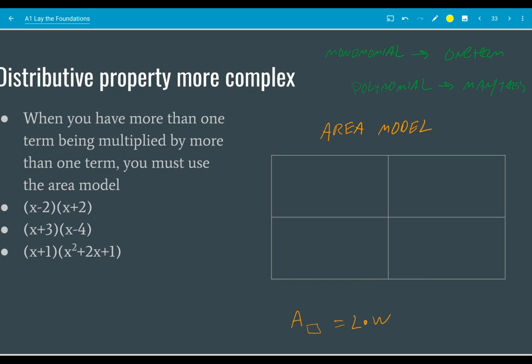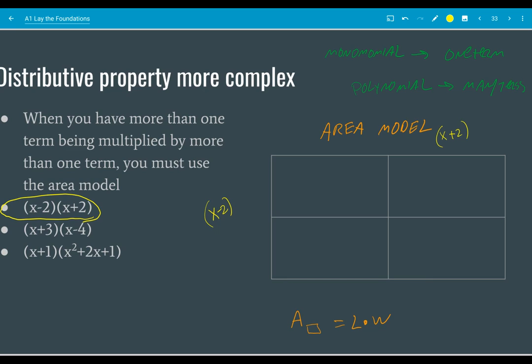We're just going to look at this first one: x minus 2 times x plus 2. With the area model, you assign one polynomial to one side and one polynomial to the other. So I'm going to assign x minus 2 to this side and x plus 2 to this side.